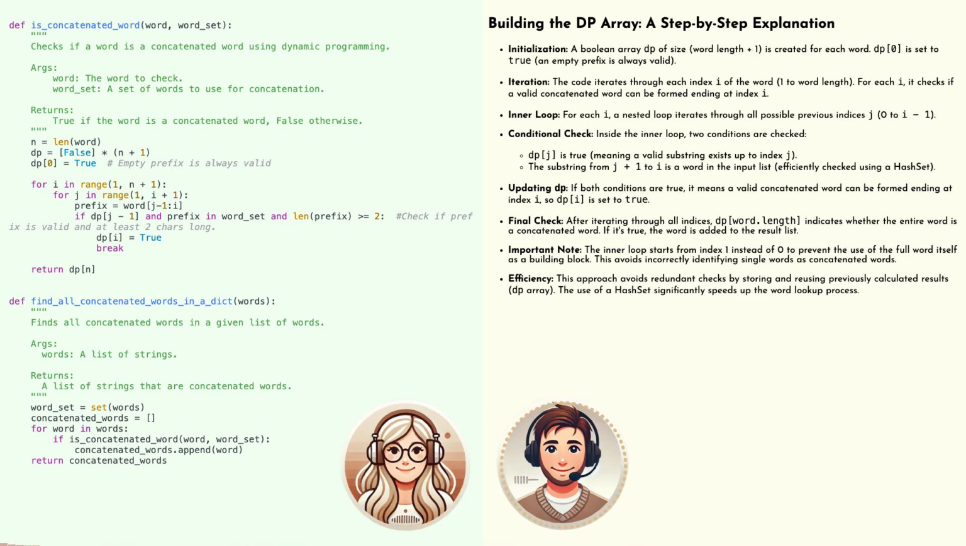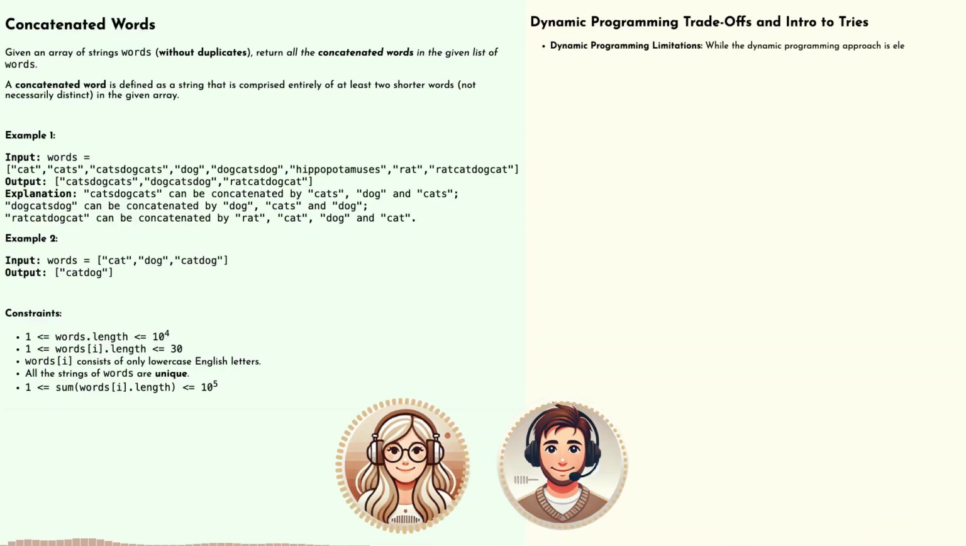Okay, I like it. And then at the very end, if the last element in the DP array is true, the one that represents the entire word, then we know the whole word is a valid concatenation. This is so clever.